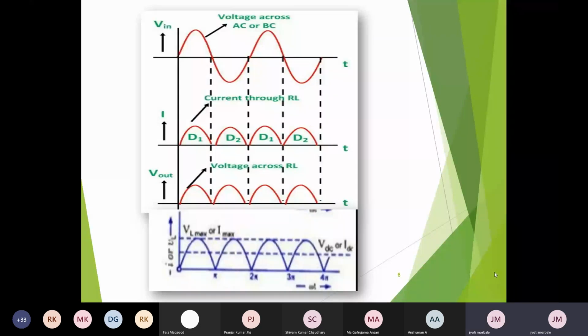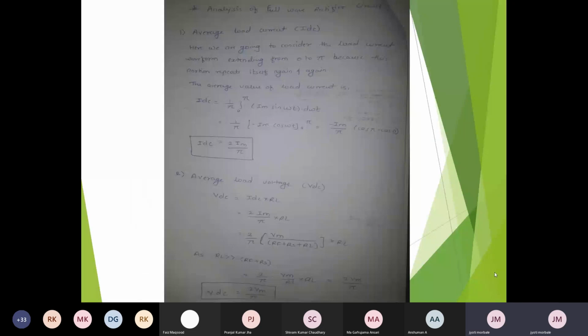Okay, so this is about the analysis part we are going to see for the full wave rectifier. Here also we are going to derive the equations for the current, voltage, power, efficiency, ripple factor, peak inverse voltage for full wave rectifier. Again, concentrate only on the end equation. We don't require the derivation. Derivations are important only for the three factors, that is ripple factor, efficiency and the transformer utilization factor for the rectifier circuit.